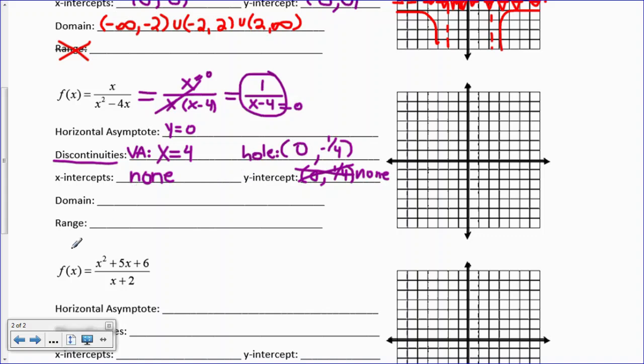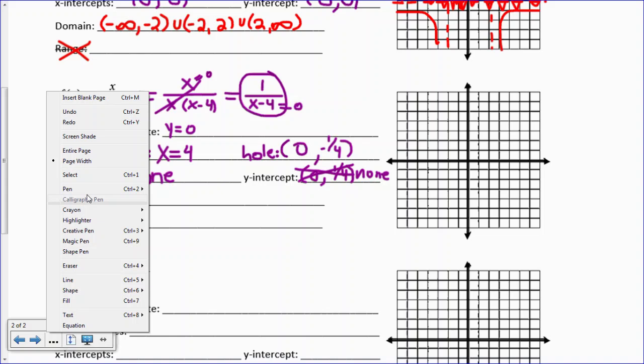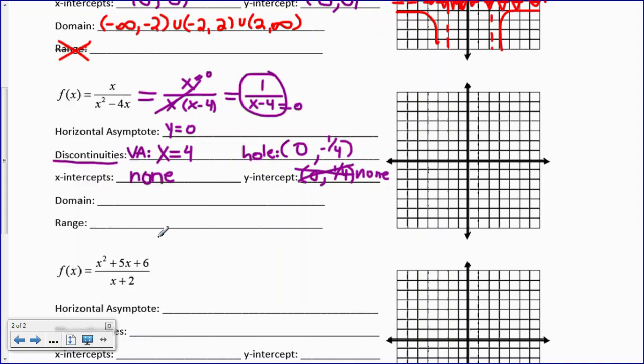Now let's look at the domain. Again, you need to look at the vertical asymptote and then the x value of your hole. This one's going to have 2 jumps. The number I would run into first would be 0, so I'm going to jump over 0 first because we're coming from the left, and then jump over 4, and then finish at positive infinity.